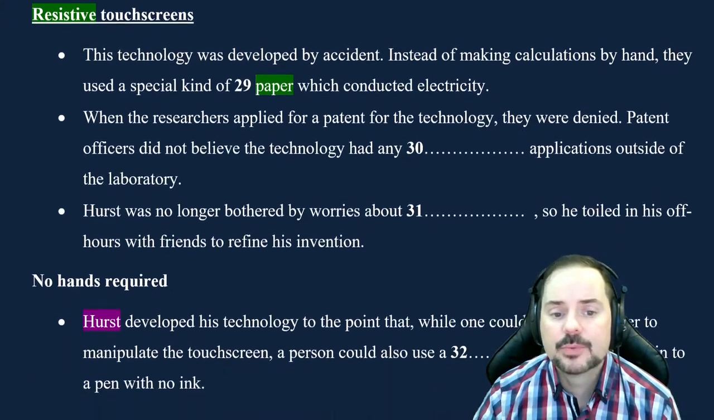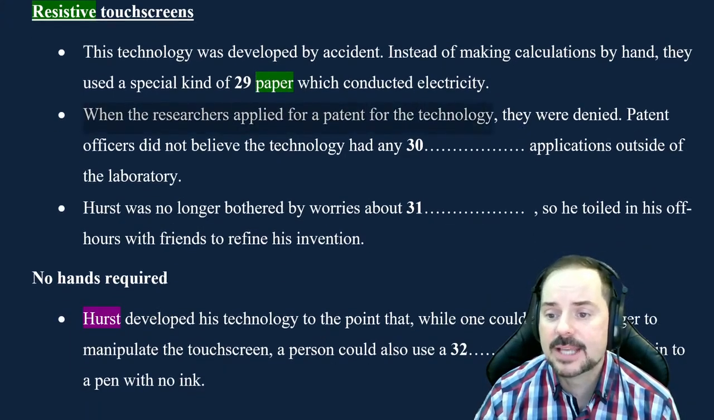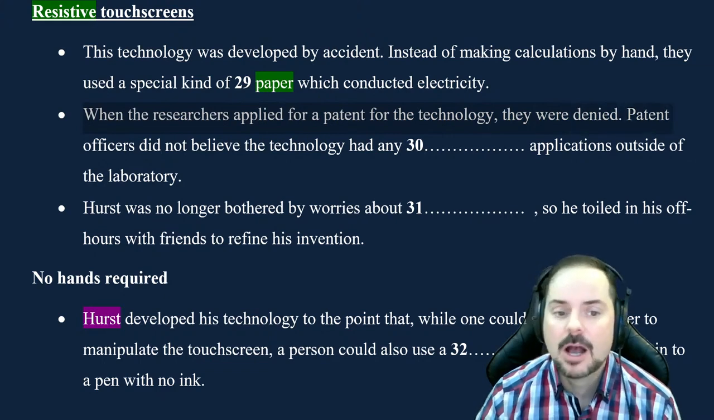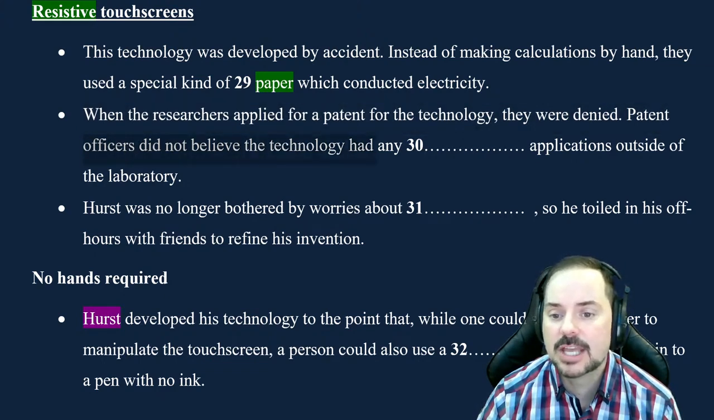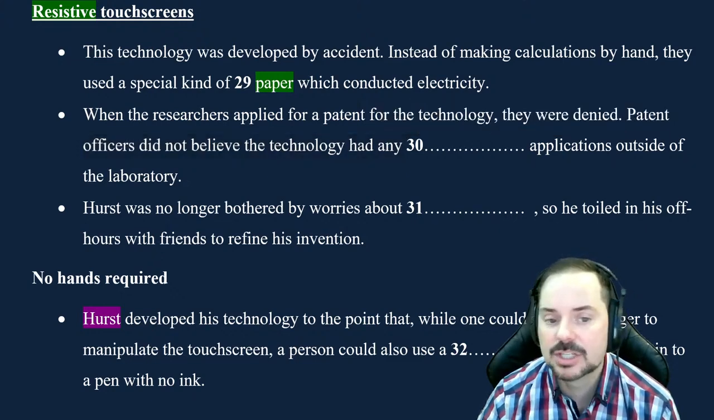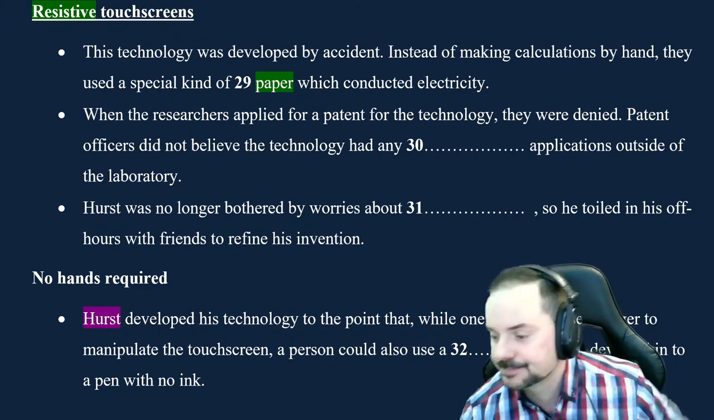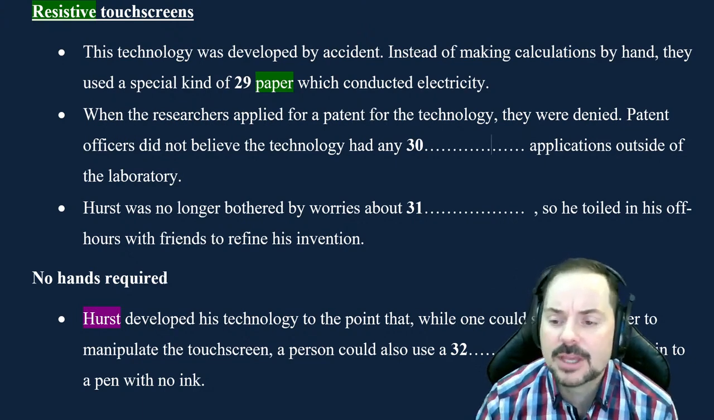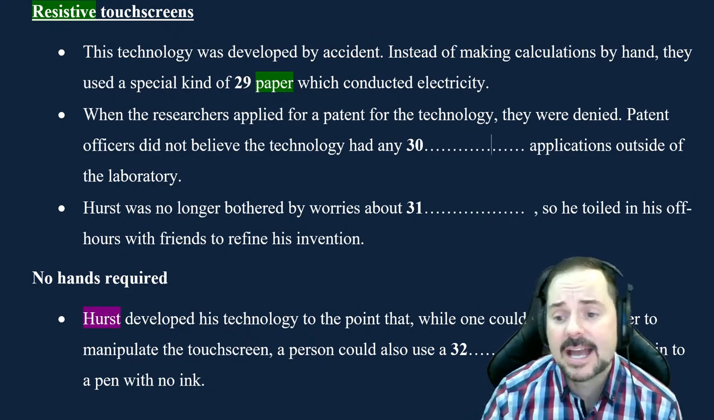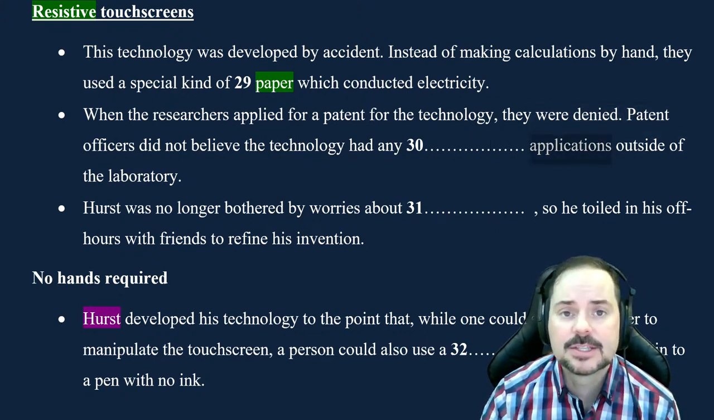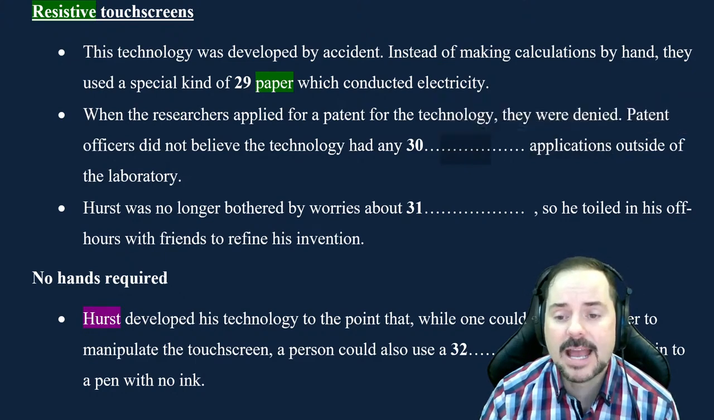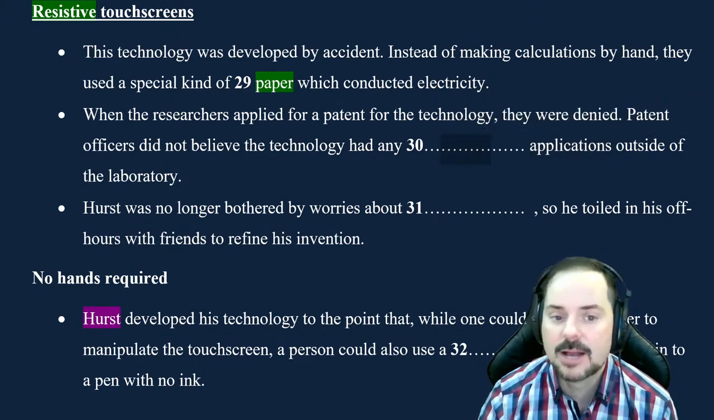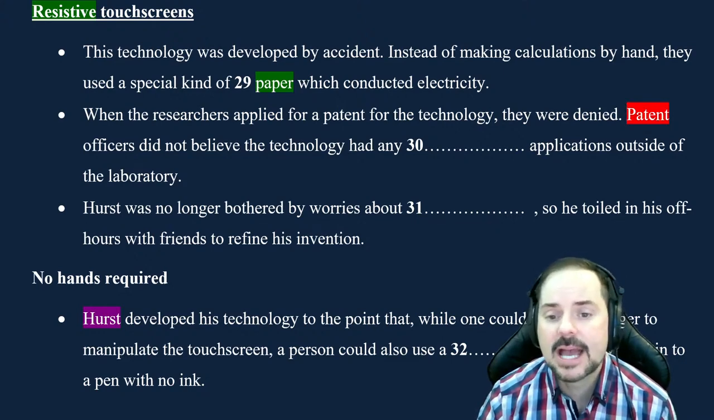All right. When the researchers applied for a patent for the technology, they were denied. I thought this was very interesting. Patent officers did not believe the technology had any something applications outside of the laboratory. It didn't have any something applications. Here, it's going to be an adjective, because applications is the noun, so we're looking for an adjective. If I'm having trouble with this, I might look for the word patent, because patent is a unique noun, and as a unique noun, it's going to be easier.